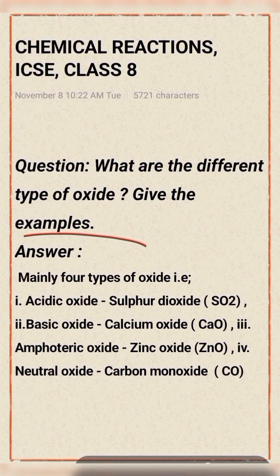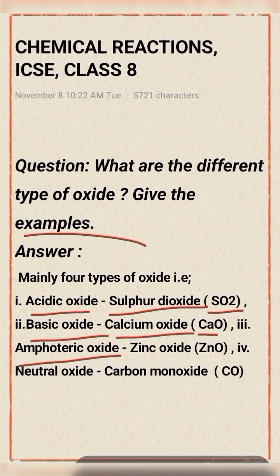Mainly 4 types of oxide. Number 1, acidic oxide. Example, sulfur dioxide, formula SO2. Secondly, basic oxide. Example, calcium oxide, chemical formula CaO. Third, amphoteric oxide. Example, zinc oxide, chemical formula ZnO. And last part, neutral oxide. Example, carbon monoxide, chemical formula CO.